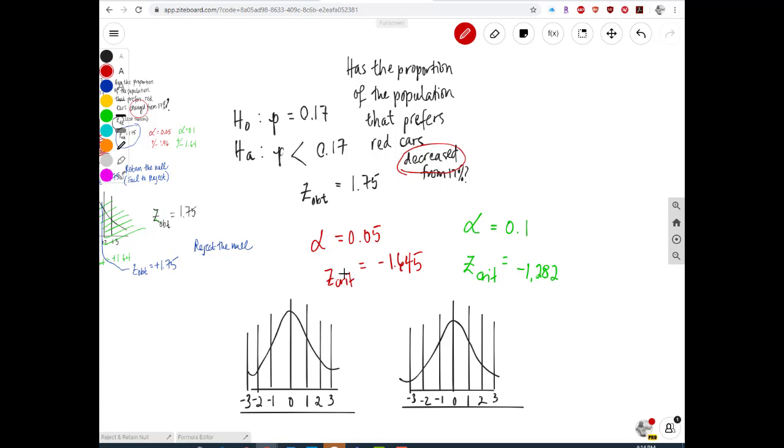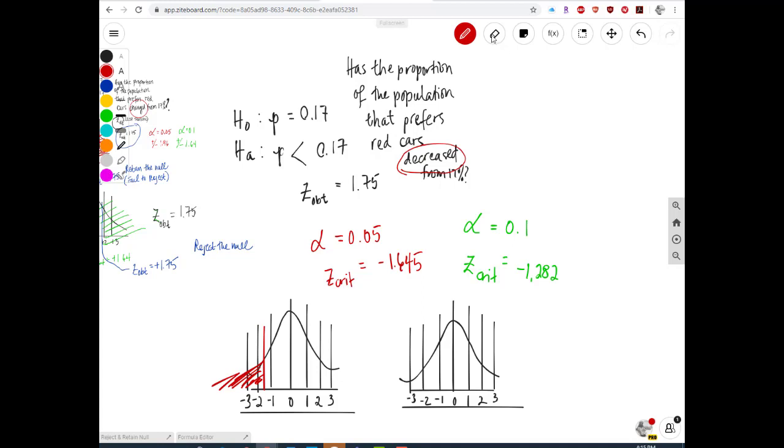Here I've written the z-crit that matches that alpha. So in this bell curve, I'm going to go ahead and mark the z-crit of negative 1.645. So here's negative 1, and so negative 1.645 is going to be about here. And I'm saying anything that happens below out here, I'm going to reject.